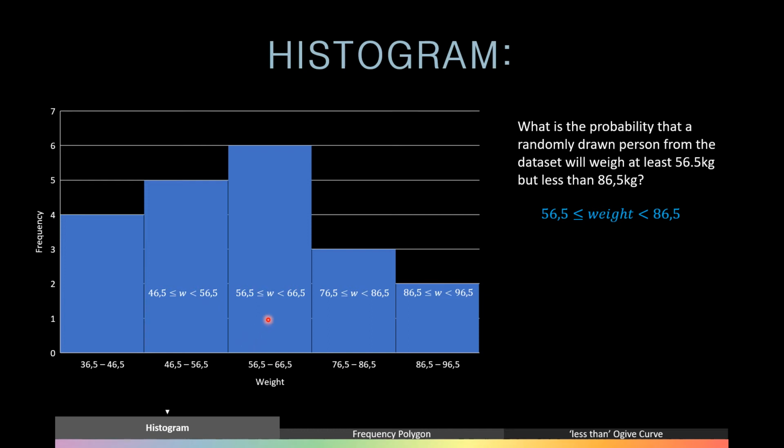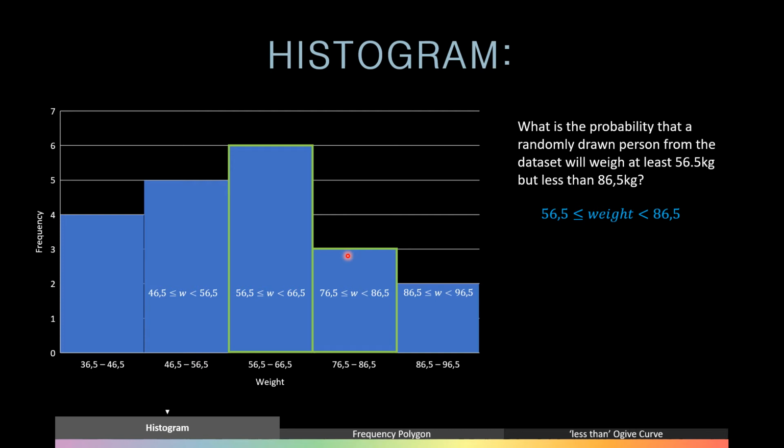Okay, so we're going to go sequentially, and we're going to stop at the bar just before the bar that includes 86.5. So we can see that we're going to stop at this bar. Because if we go into the next bar, now we're including 86.5 and we don't want that. So what we've just identified is our bars of interest. So the bars of interest are these two bars. Now the reason we need to do this is because we need to identify the frequencies, because we're going to use those frequencies to calculate the probability.